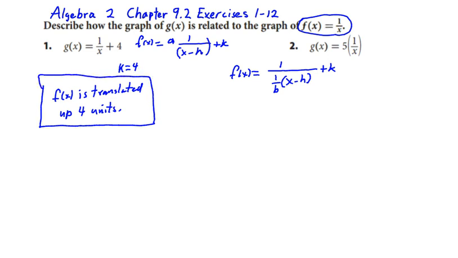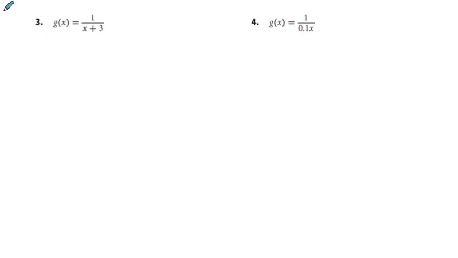Here's that one. Next, we have 3, g of x equals 1 over x plus 3. Well, according to the format, we had f of x is equal to a over x minus h, and outside plus k.